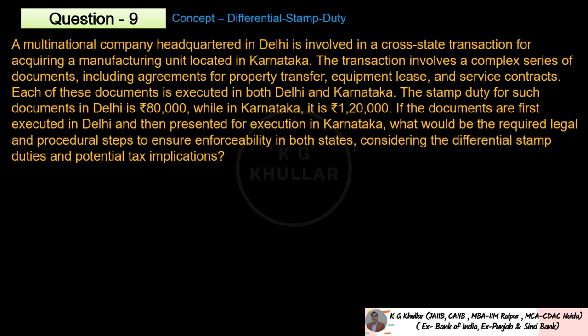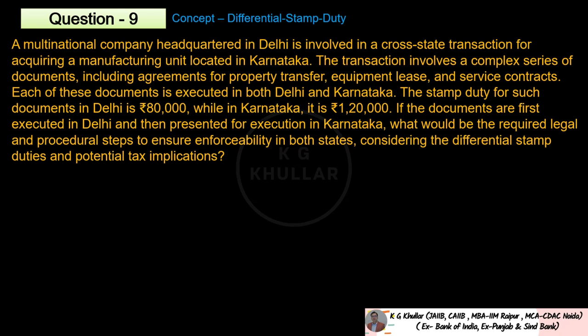The next question covers the important concept of differential stamp duty, and the case goes like this. A multinational company headquartered in Delhi is involved in a cross-state transaction for acquiring a manufacturing unit located in Karnataka. The transaction involves a complex series of documents, including agreements for the property transfer, equipment lease, and service contracts. Each of these documents are executed in both Delhi and Karnataka. The stamp duty for each document in Delhi is rupees 80,000, while in Karnataka it is rupees 1,20,000.